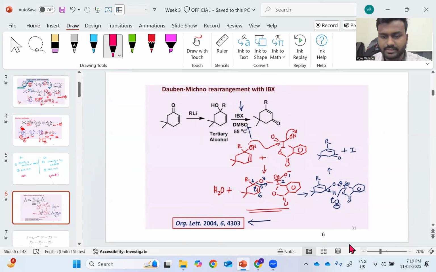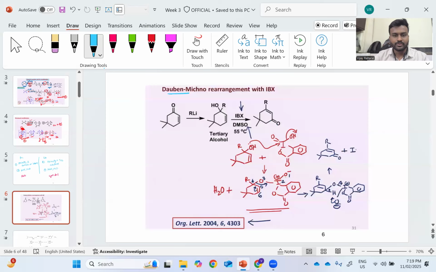The next topic is the same one that we already discussed on the first slide, the Dess-Martin type rearrangement with IBX. So what happens in this reaction? I will take the same example. Here, when the alkyl lithium reacts with this alpha, beta unsaturated ketone, the alkyl lithium is, let's say, methyl, ethyl or butyl lithium. So this is a hard base, right?